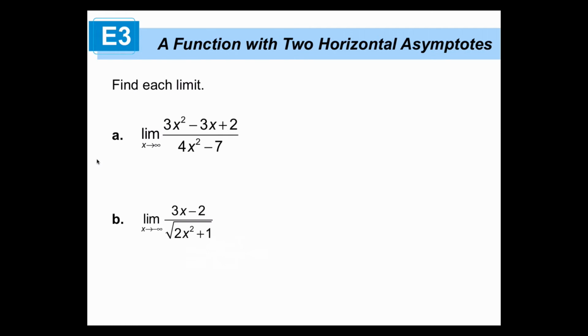The numerator on the top has a degree of 2. The denominator has a degree of 2. Therefore, we look at the leading coefficients. The leading coefficients give 3/4. That means the horizontal asymptote is at 3/4. So therefore, the limit as you approach infinity is going to also be 3/4.